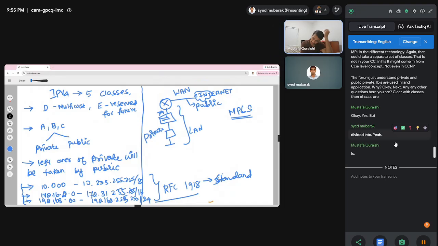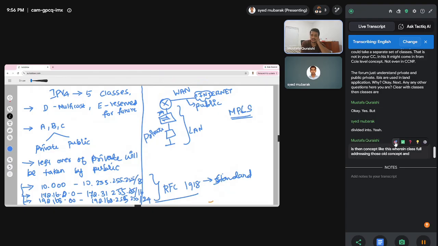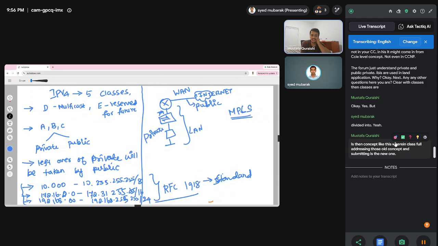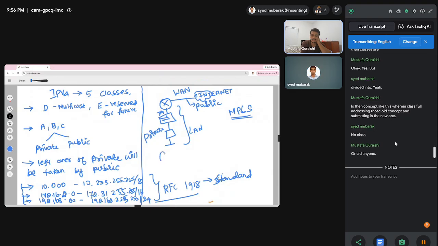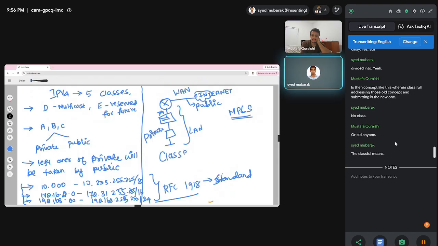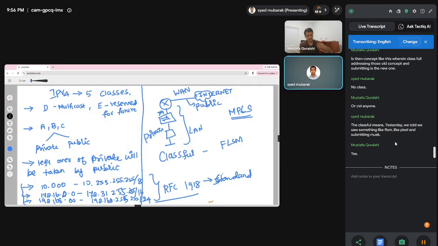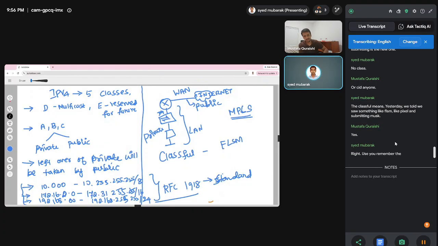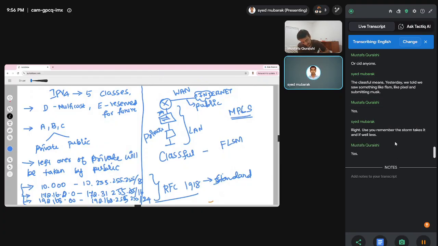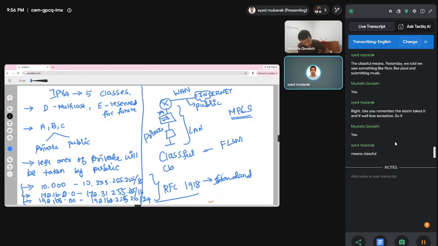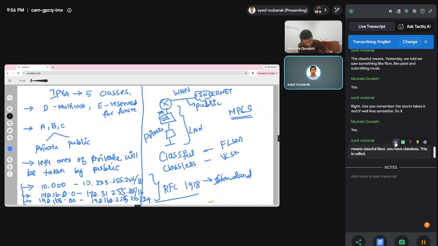Is there a concept like this wherein classful addressing was the old concept and subnetting is the new one, or is CIDR the new one? See, classful means, yesterday we saw something like FLSM, right? Fixed length subnet mask. You remember this term, FLSM, fixed. So it means classful. Next you have classless. This is called variable length subnet mask.